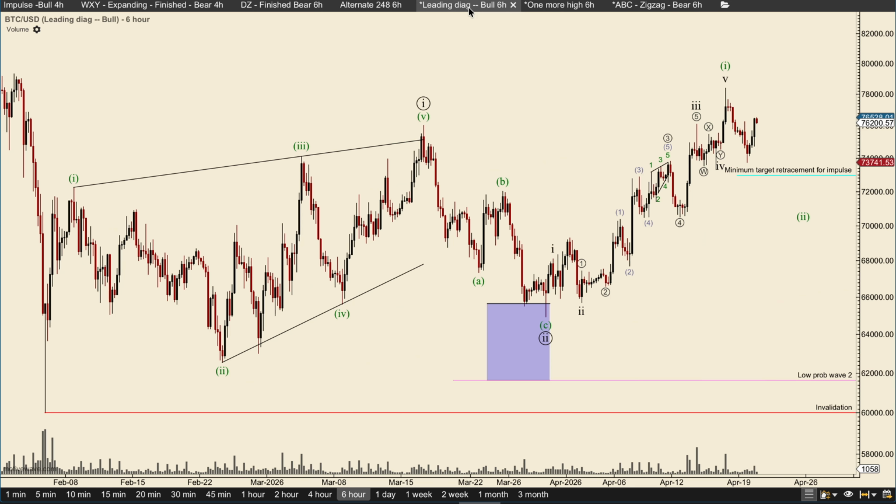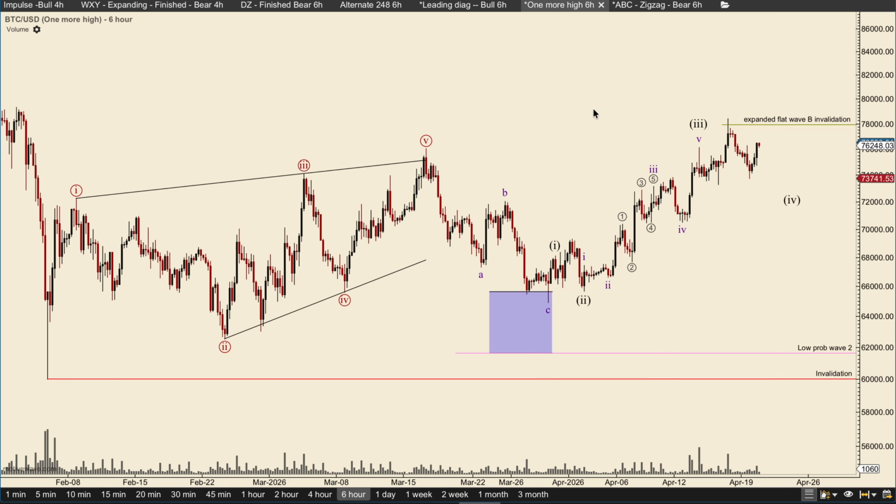So what are the probabilities that we are finished here if we start with that? Here, this move is a bit awkward to count as a WXY, thus lowering the probabilities that this is indeed finished. And also we finished here on a very high amount of volume, which is not very typical. It's not a validation, it's just guidelines.